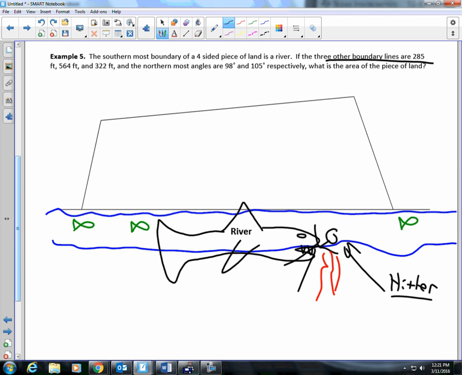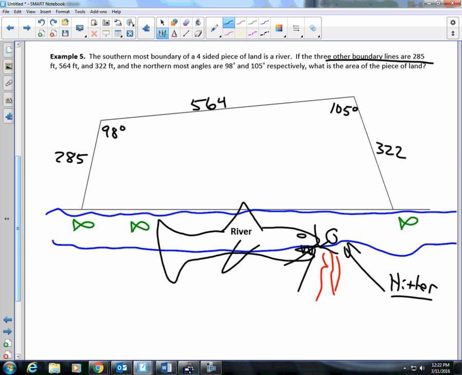The southernmost boundary is a four-sided piece of land along a river. We get 285 and 564. On the test, we'll make sure that these are in place for you, so you can figure them out. The northernmost angles are 98 degrees and 105 degrees, respectively. You got those in place? And it says, what is the area of the piece of land?